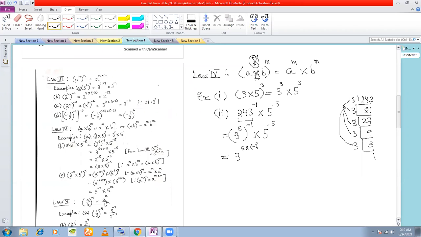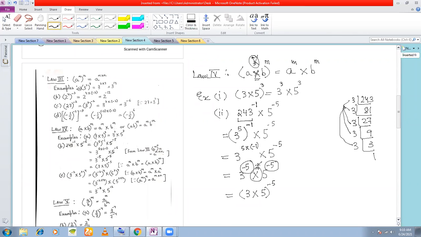Remember, when a number is raised to a power, you multiply the powers from the previous law, that is law 3. We are getting 3 to the power of 5 into minus 1, into 5 to the power of minus 5. Now what do you get? You get 3 to the power of minus 5 into 5 to the power of minus 5. Now you see the exponents are the same, and you have a multiplication sign in between. That means you can write this as 3 into 5, to the power of minus 5.